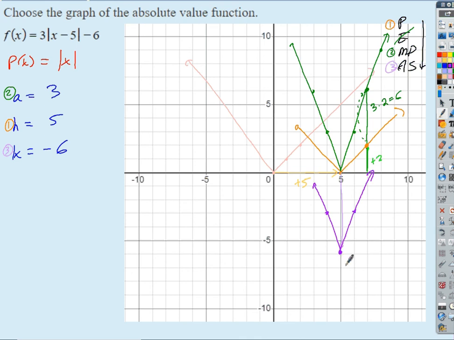What are the coordinates of the vertex? Which one, the purple one? Yeah. 5, -6. Okay, there we go. Would you notice those numbers anywhere? Yeah. Okay. Those are H and K. Is that an accident? Nothing in math's an accident. Well, sometimes.